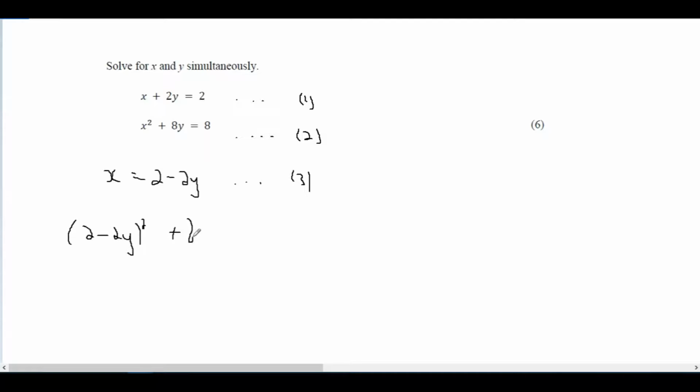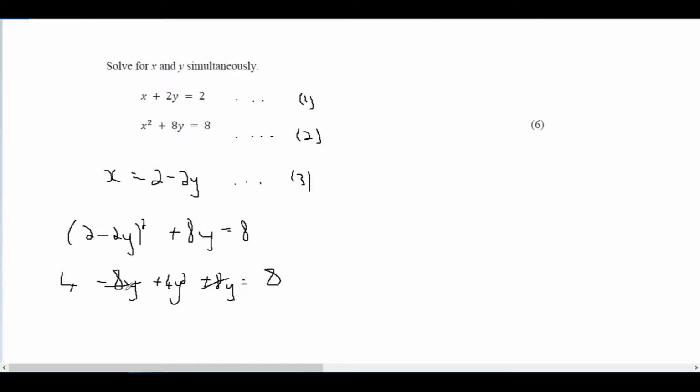plus 8y = 8. We're just going to expand this over here, so we're left with 4 minus 2 times 2 times 2, which is 8y, and then this squared, which is going to be plus 4y², and then these terms remain the same, so it's plus 8y = 8. These terms cancel.